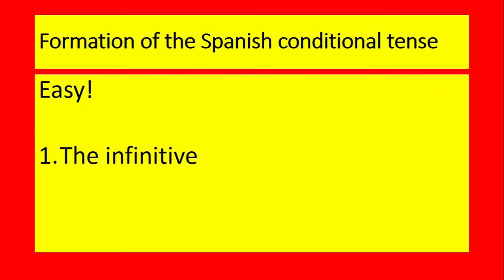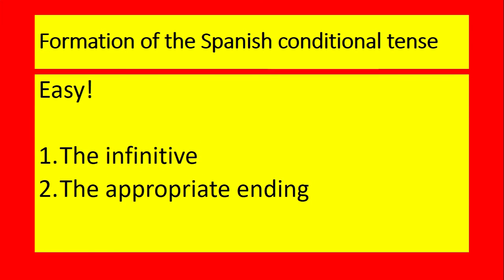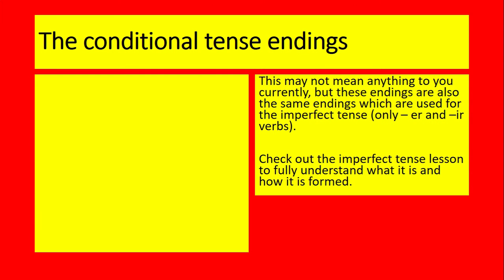All you do is grab the infinitive straight out of the dictionary. If you don't know what an infinitive is, then go back and check out my lesson on infinitives, and then you need to add the appropriate ending onto the infinitive. So here are the endings: ía, ías, ía, íamos, íais, ían.